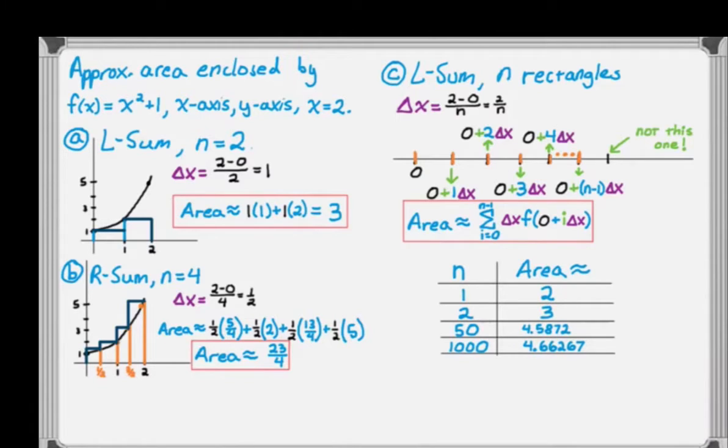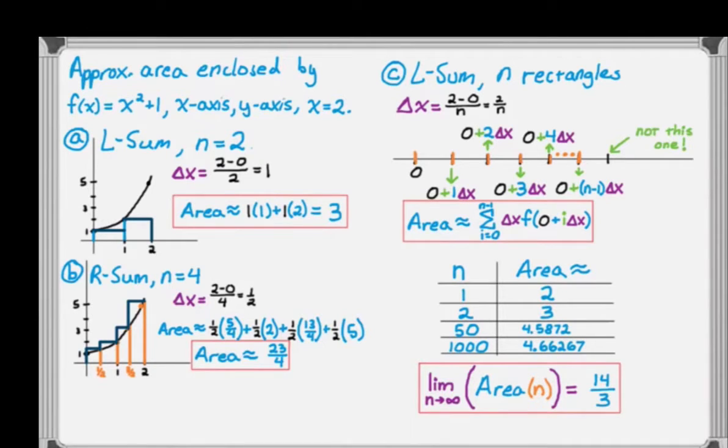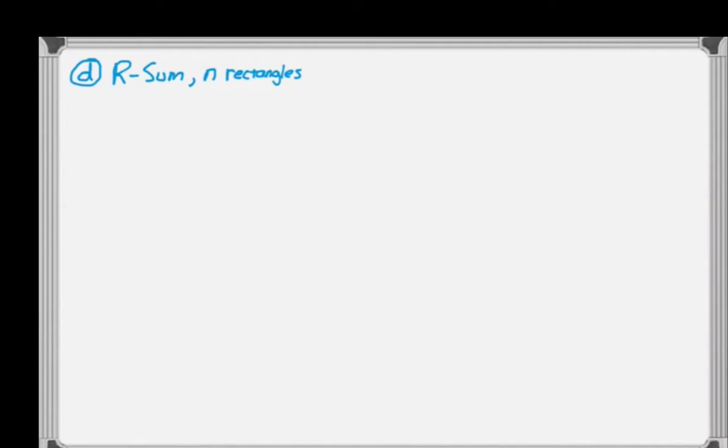Then I used my calculator to take the limit as n approaches infinity of this area formula, which is a function of n. The calculator spit back this answer, 14 thirds. So I would say that the actual area is 14 thirds, and I can approximate it by letting n get bigger and bigger. Now I'm going to do basically the same problem again, except with a right sum. The right sum has certain advantages, which we'll get into.